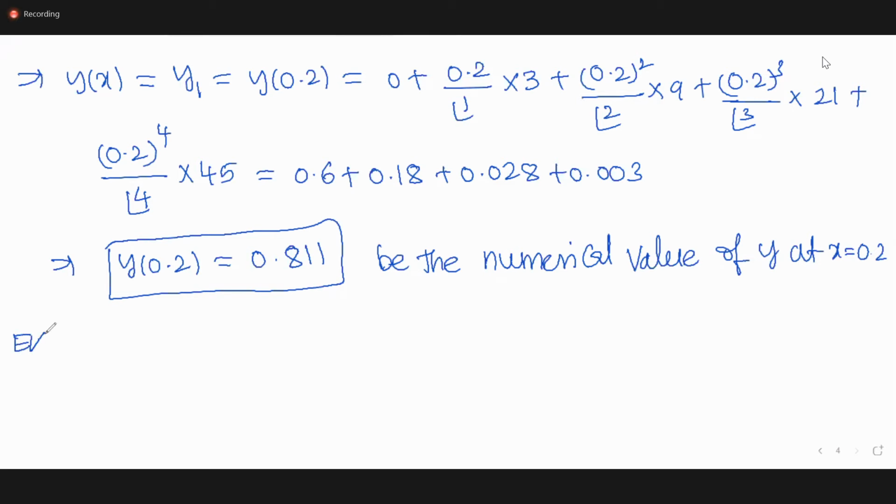Next, exact value. Okay, now we have to compare the numerical value with the exact value. Exact value means first we have to find the general solution of the given differential equation using a suitable method.